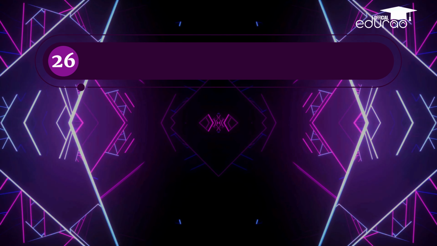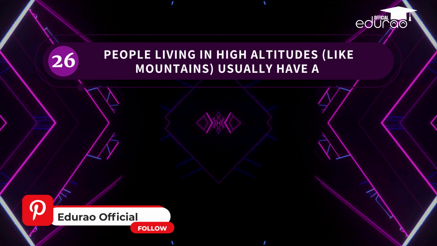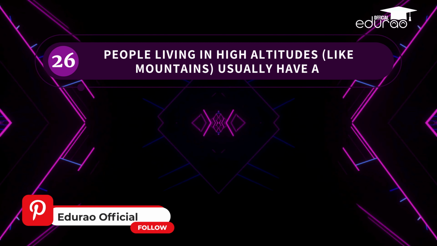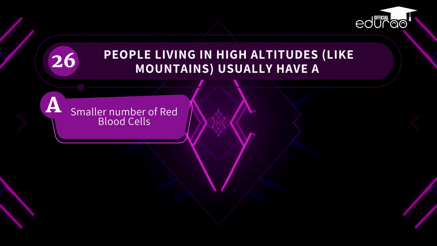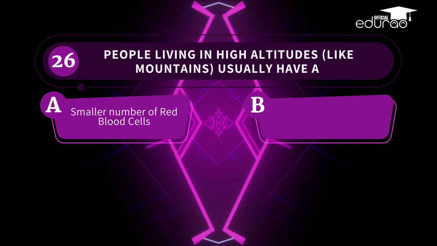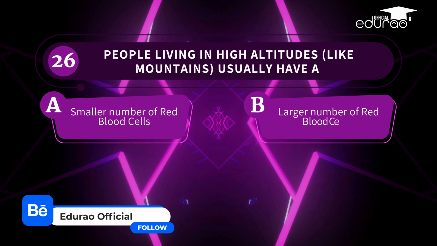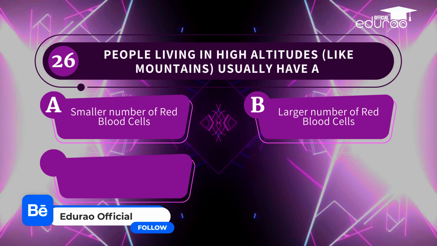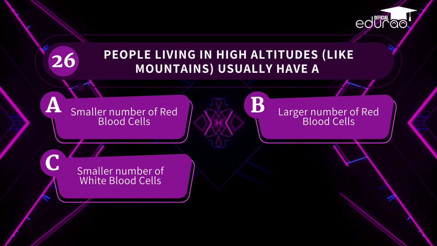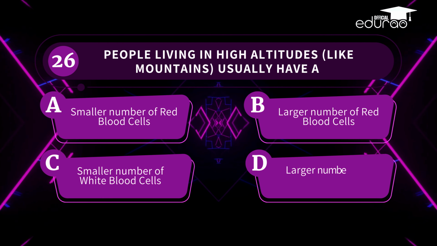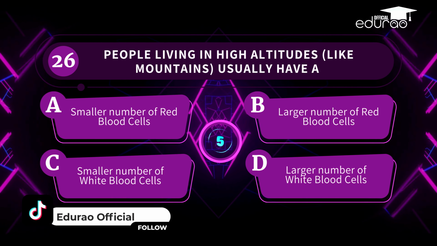Question 26. People living in high altitudes like mountains usually have A. Smaller number of red blood cells, B. Larger number of red blood cells, C. Smaller number of white blood cells, D. Larger number of white blood cells.